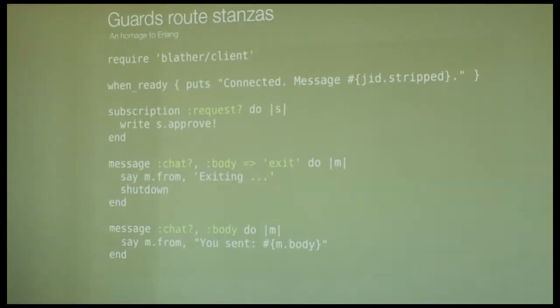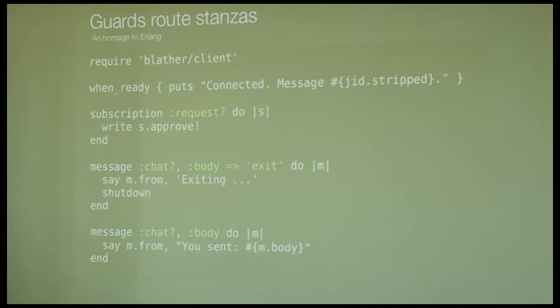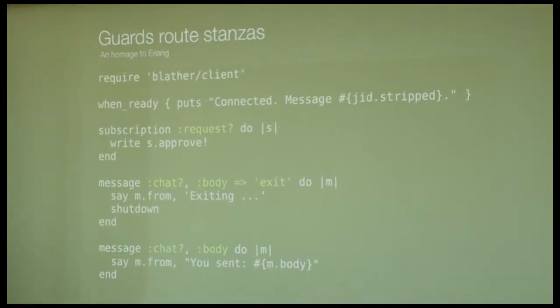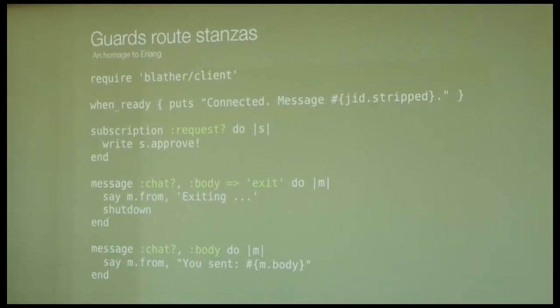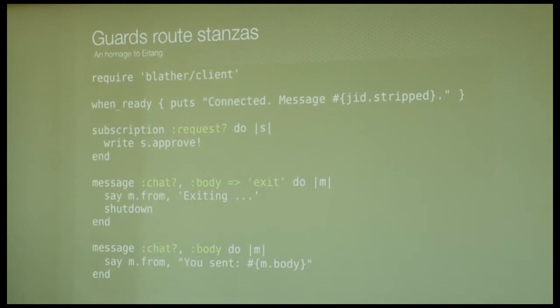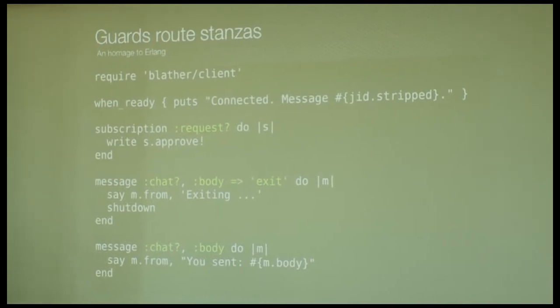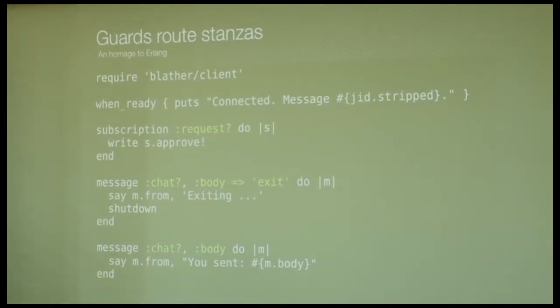I sort of borrowed them from Erlang. So the subscription handler will look to see that the subscription stanza that's coming in is a request stanza and handle that. Everything else will just be ignored. The second one is message. It will check for a chat stanza and make sure that the body has exit in it, or actually is only exit, and then exit the bot essentially. And then the last one looks to see that it's a chat stanza and that it has a body, so that it won't handle like a pub sub event stanza. Everything else will just sort of fall through.